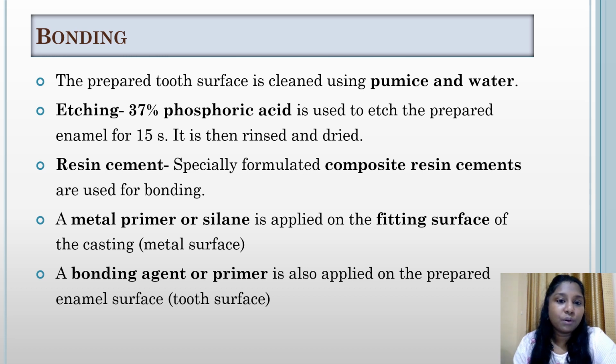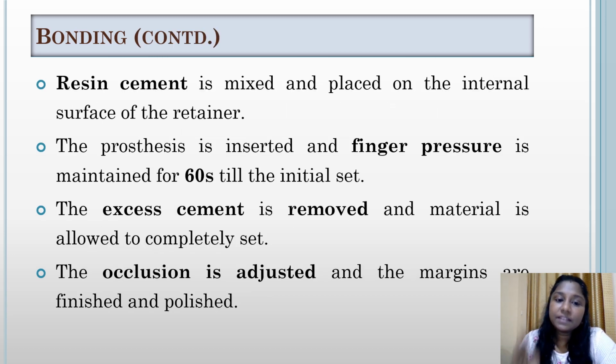Coming to the bonding protocol. Bonding is most important. First of all, we prepare the tooth surface with pumice and water to achieve a clean tooth surface. Then you etch the enamel with 37% phosphoric acid for 15 seconds, rinse it and dry it. Following this, we use a resin cement to luting. A primer is usually applied to the fitting surface of the casting and a bonding agent is applied to the prepared surface of the enamel. The resin cement is next placed on the internal surface of the retainer, and we use finger pressure to insert the prosthesis and maintain it for around 60 seconds.